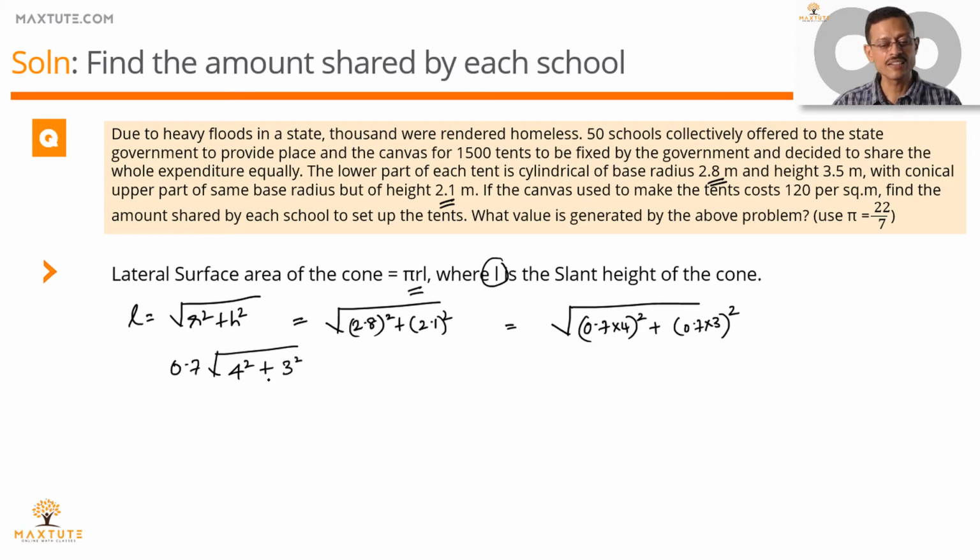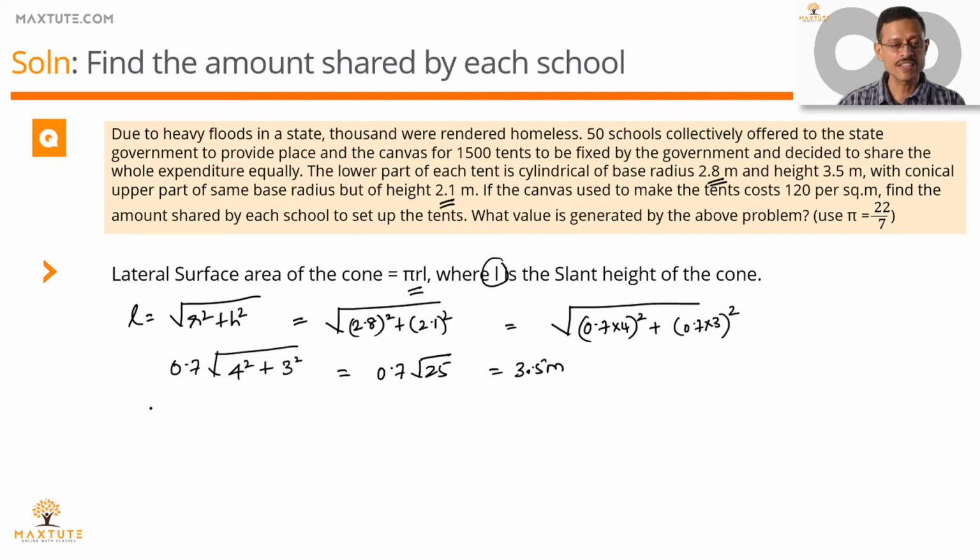4 square is 16. 3 square is 9. 16 plus 9 is 25. So this is 0.7 into under root of 25. Under root 25 is 5. 0.7 into 5 is equal to 3.5. So the slant height of this cone is equal to 3.5 meters.